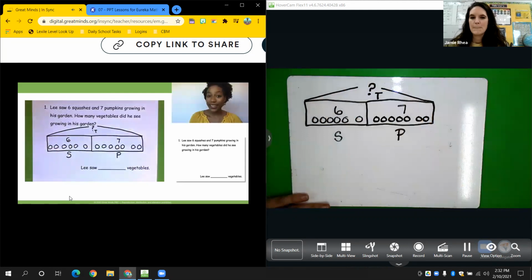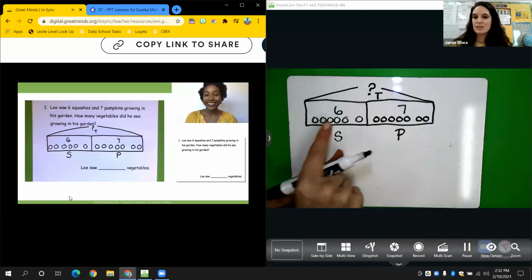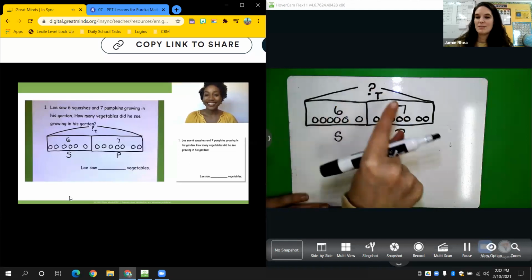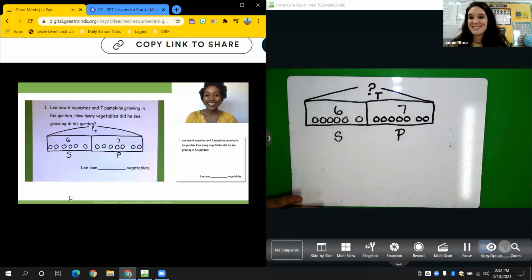Take a look at my drawing. Now I have both part and total labeled. Go ahead and add that to your drawing now. Kind of looks like a little bit of a number bond, but it also kind of looks like a house. Great job. Does this look new to you?